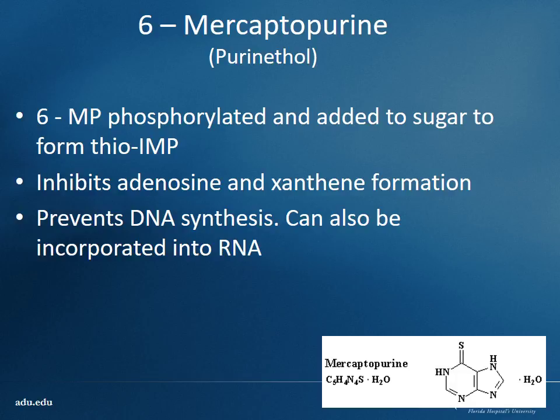So 6-MP gets phosphorylated and adds onto the sugar to get this thio-IMP, and then that basically prevents any further production of things like adenosine and xanthine formation and prevents further DNA synthesis. So this one's also interesting because it can get incorporated into the RNA and you start to screw that up as well because it is working the adenosine there. So it's kind of an interesting point.